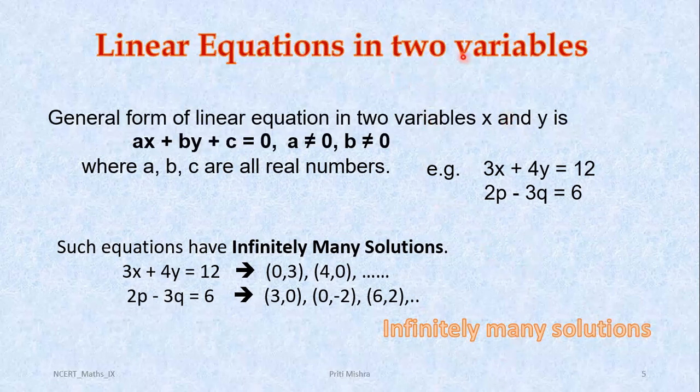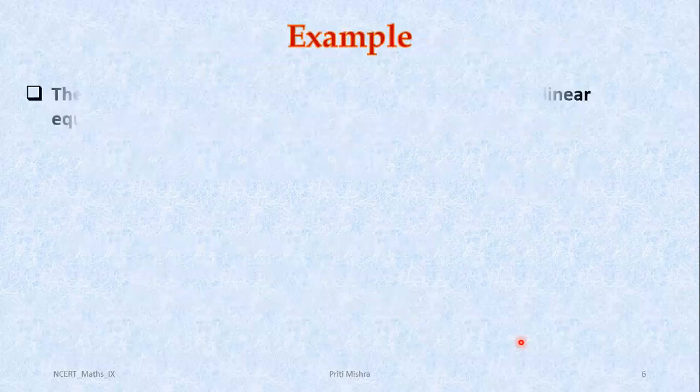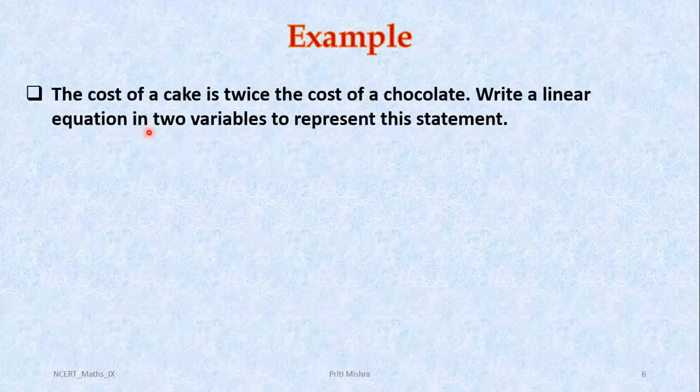So this is the basic difference between linear equation in one variable and linear equation in two variables. Now let's have an example. The cost of a cake is twice the cost of a chocolate. Write a linear equation in two variables to represent this statement.